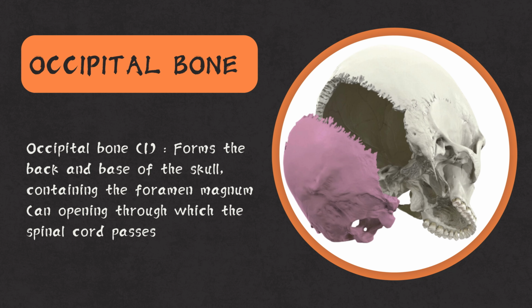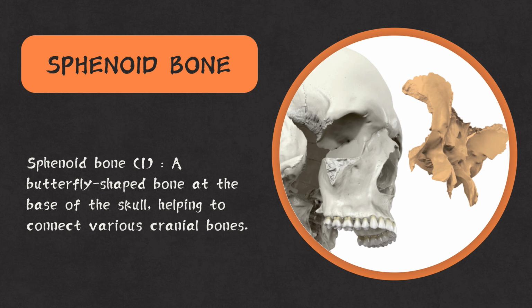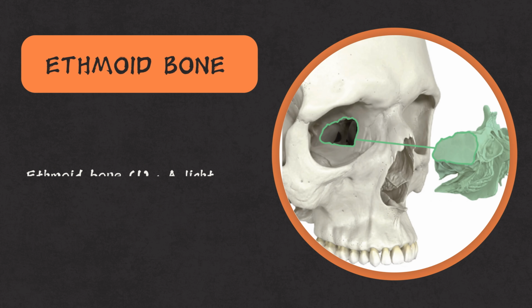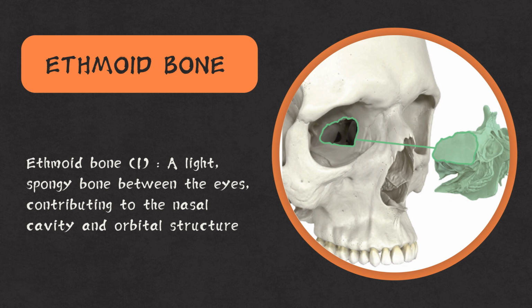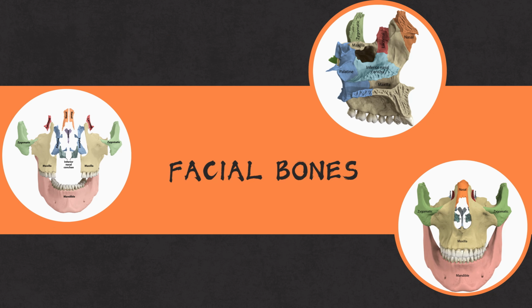spinal cord passes. Sphenoid bone, 1. A butterfly-shaped bone at the base of the skull, helping to connect various cranial bones. Ethmoid bone, 1. A light, spongy bone between the eyes, contributing to the nasal cavity and orbital structure. So these are the 8 cranial bones. Up next, the 14 facial bones.